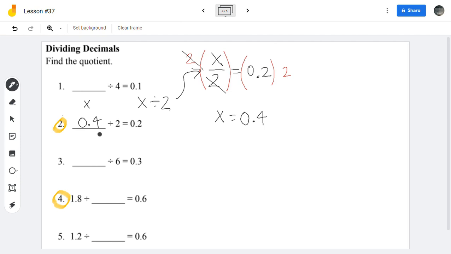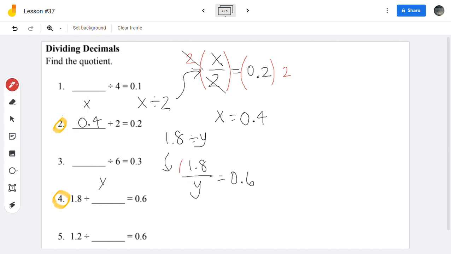Now I'm going to do the same for number 4. So I'm going to replace the missing number for x. This time I think I'll do y instead. So I'm going to do 1.8 divided by y, and I said this is the same thing as this. Now this step is a bit different. I'm going to do a 2-step problem. For this one it was just 1 step, but we're going to do 2 steps for this problem.